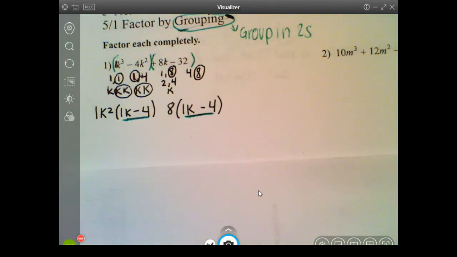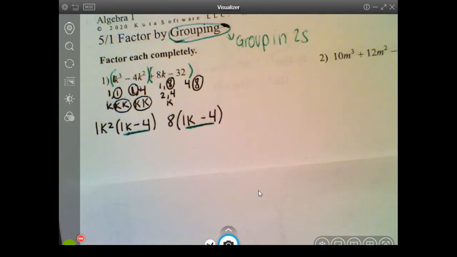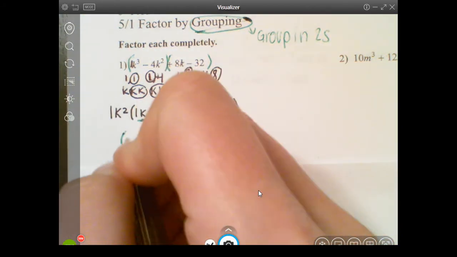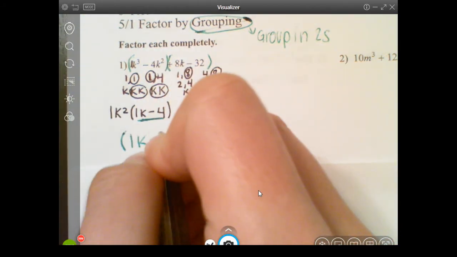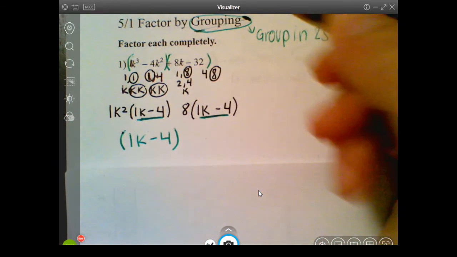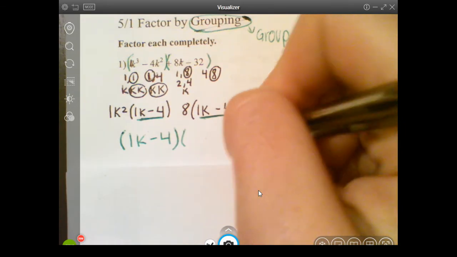When you group, you know you grouped correctly if you get the same exact thing. Now, the reason why I call that a 2-for-1 special is because you got it twice, but in your final answer, you're going to only write it once. So there's your first parentheses, your first binomial, but you need to get another one.